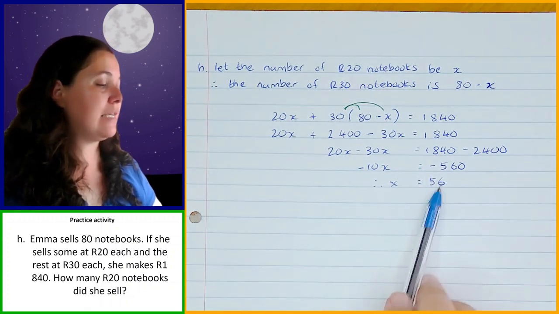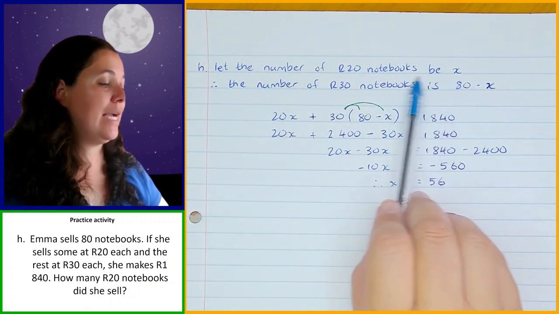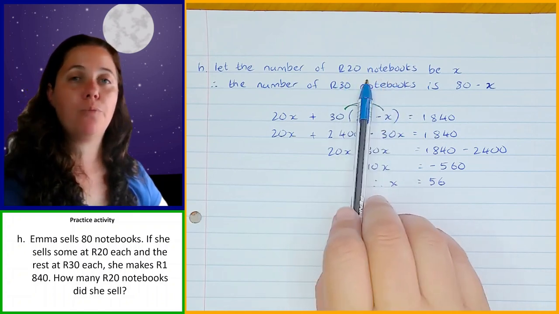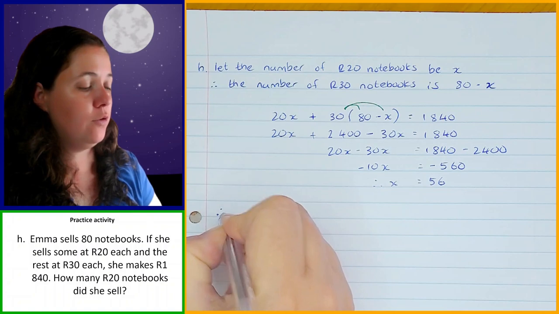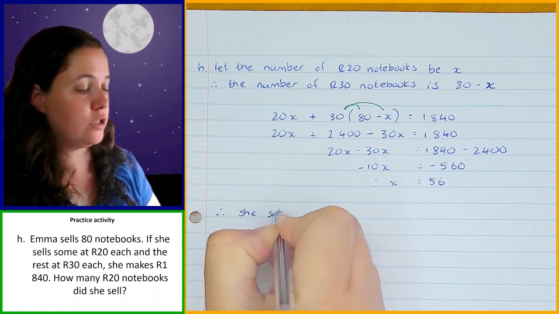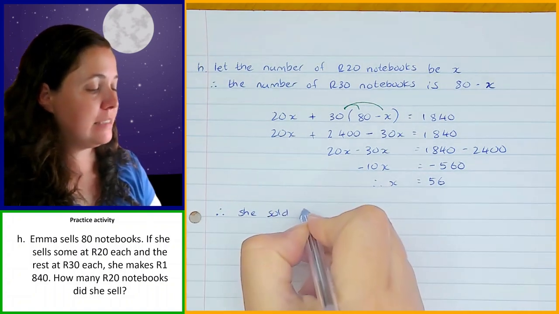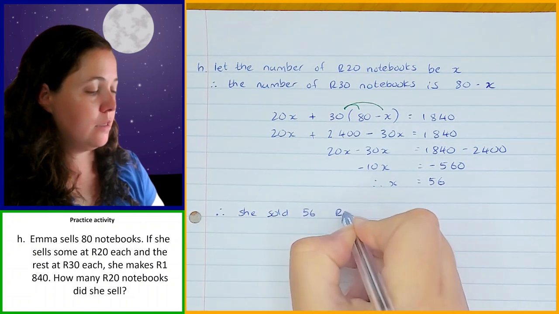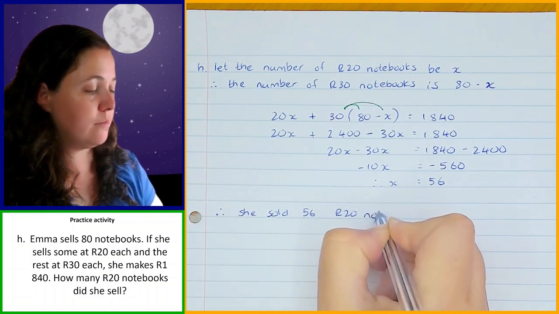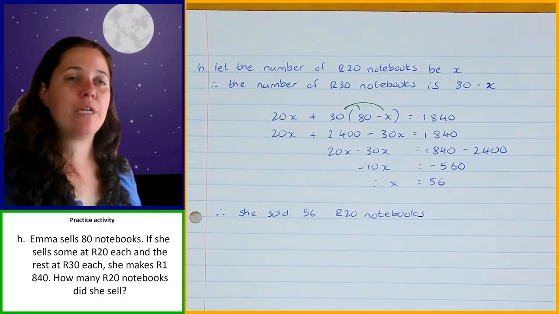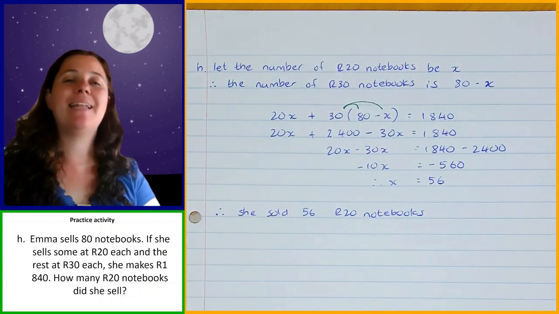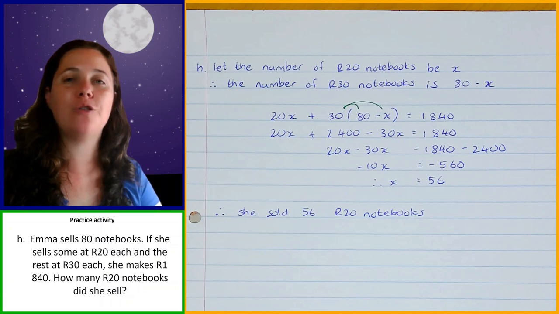So 56 is the number that I got for x, which is the number of 20 Rand notebooks that she sold, which is what they asked me for. So now I can just go and answer the question. So therefore, she sold 56 20 Rand notebooks. And that's what you should have got for question H. And that is how we solve word problems using equations.